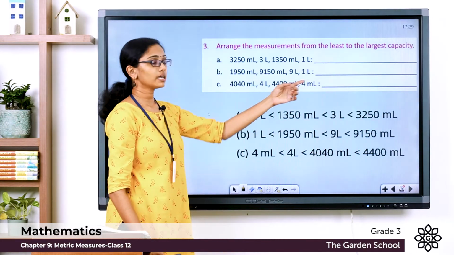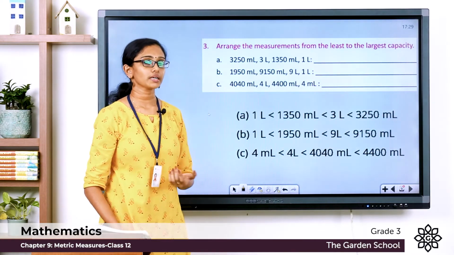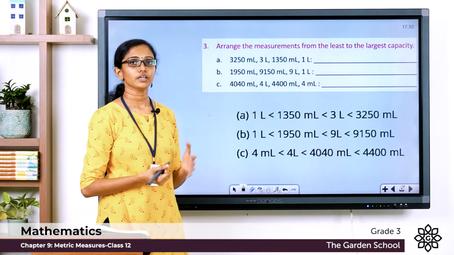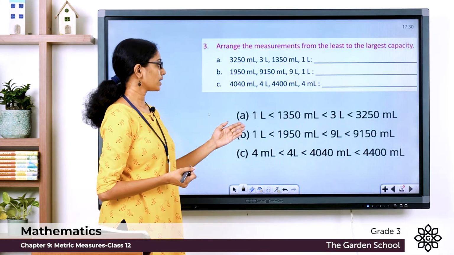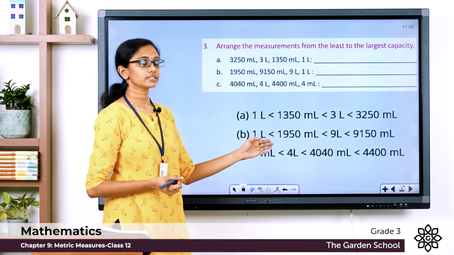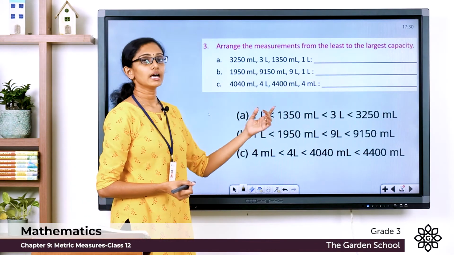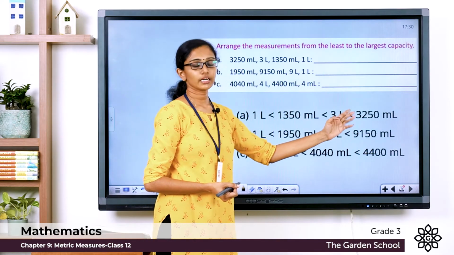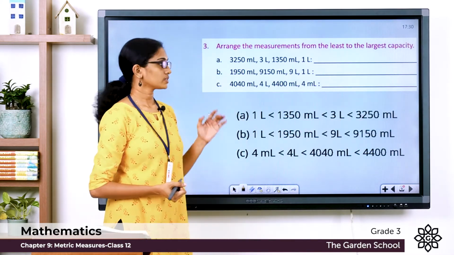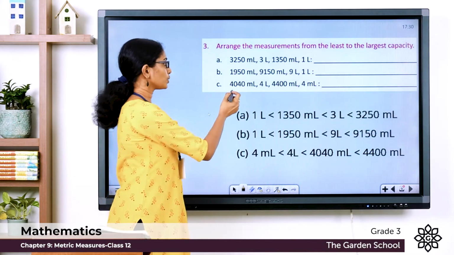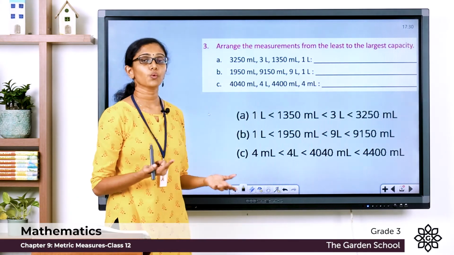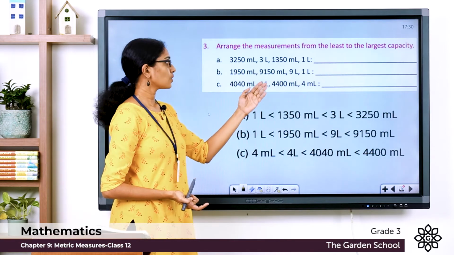Similarly, the next one, here we have 1950 milliliters, 9150 milliliters, 9 liters, which is equal to 9000 milliliters, and 1 liter, which is equal to 1000 milliliters. So when you arrange them in ascending order, you have the correct order as 1 liter less than 1950 milliliters less than 9 liters less than 9150 milliliters.